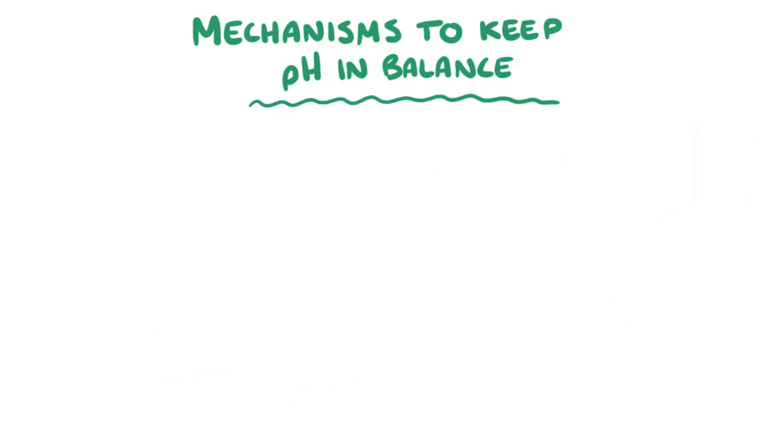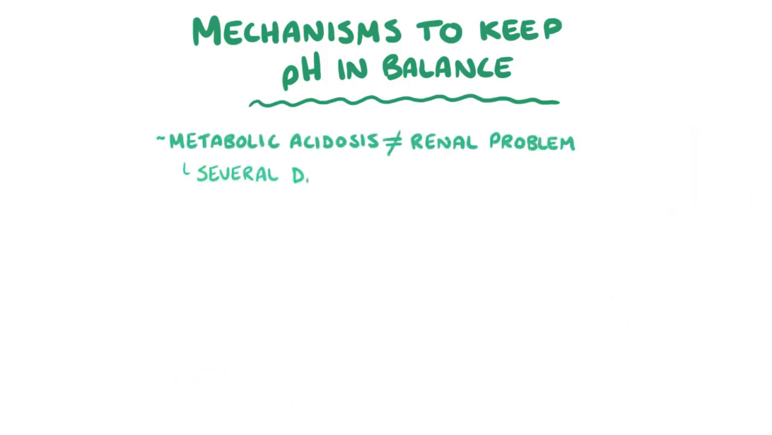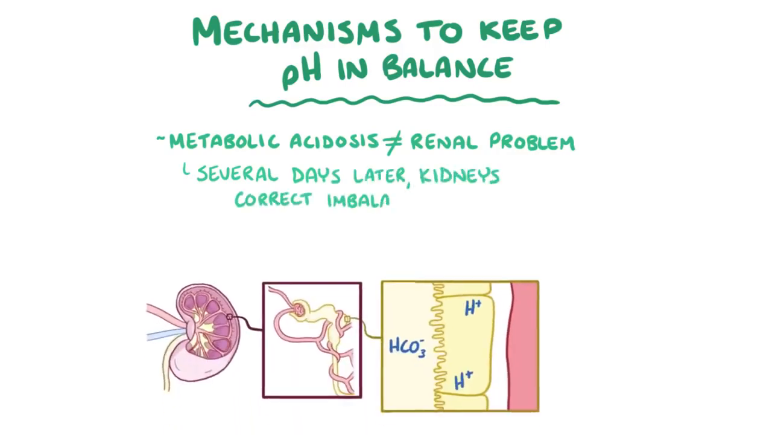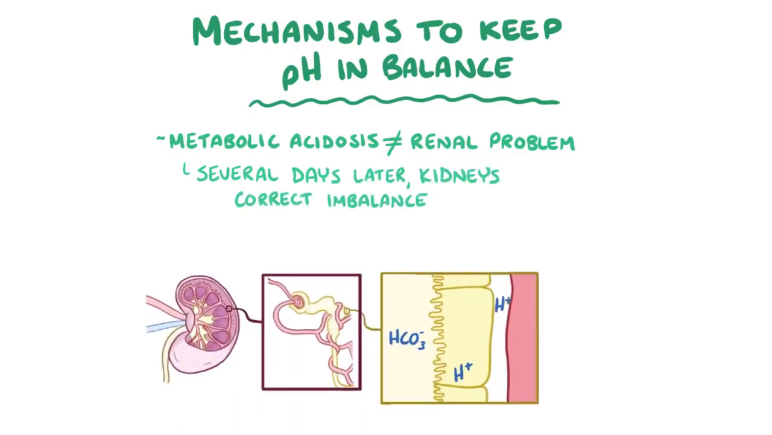An additional mechanism is that if metabolic acidosis isn't caused by some renal problem, then several days later the kidneys usually correct the imbalance. The kidneys excrete more hydrogen ions while also reabsorbing bicarbonate ions, so that it's not lost in the urine.